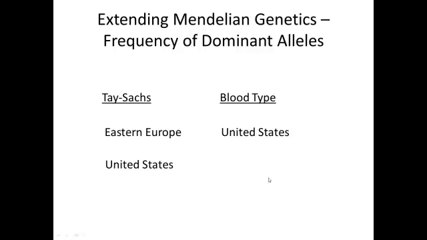Type O blood is recessive. You have to have 2 copies of the O allele to have type O blood. The recessive O allele is very common in the United States, leading to more people having type O blood than any other blood type. So, in the United States, the O allele is more common than the other dominant alleles. This is not the case in other parts of the world, by the way.